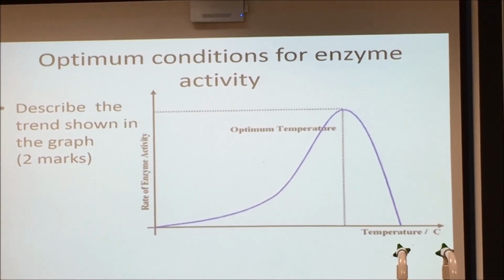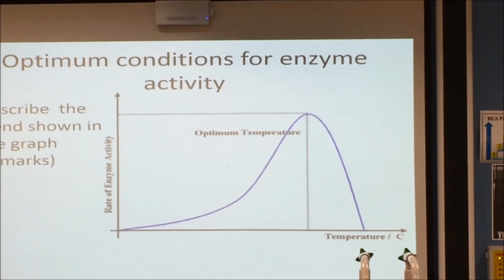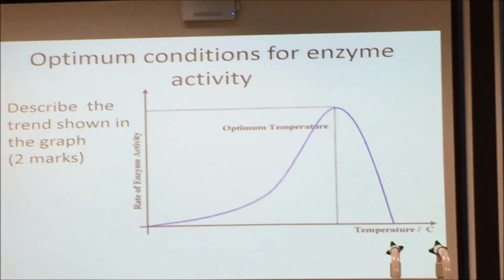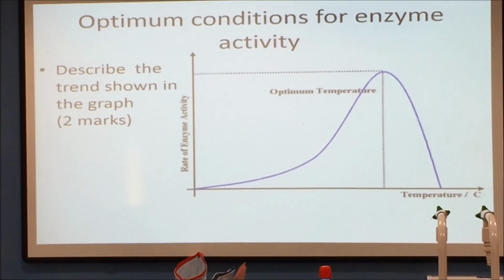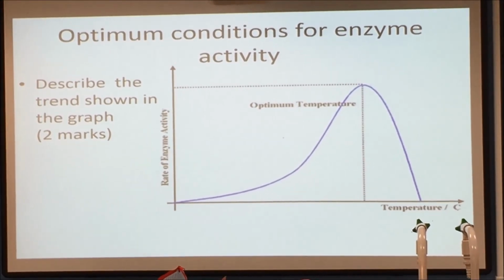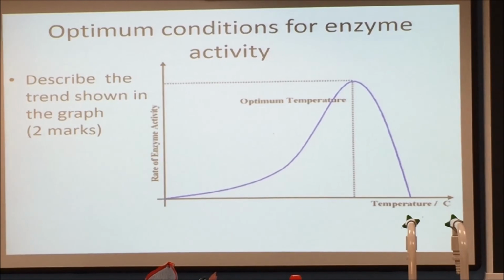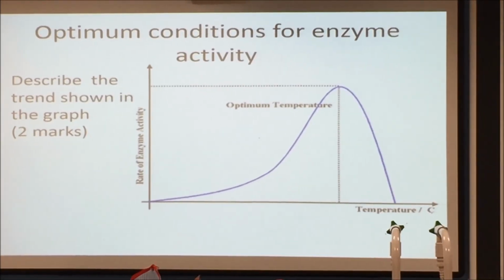Look. Okay, so at low temperatures, our enzyme activity is low. As we get warmer, our enzyme activity rises until it gets to its optimum, its best. As that temperature continues to rise, our rate will come down.